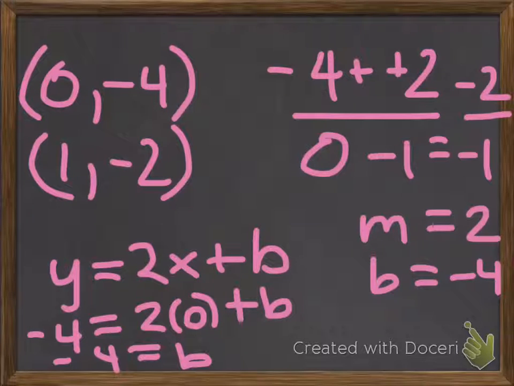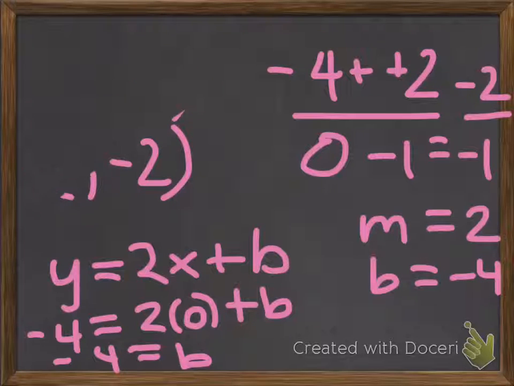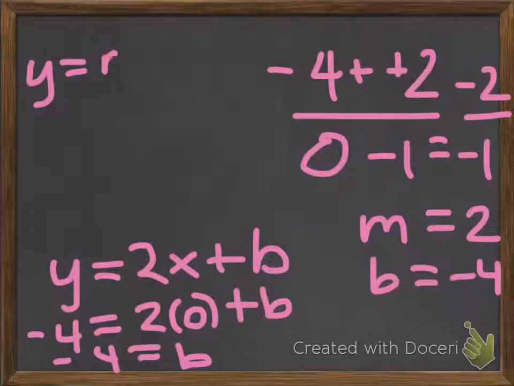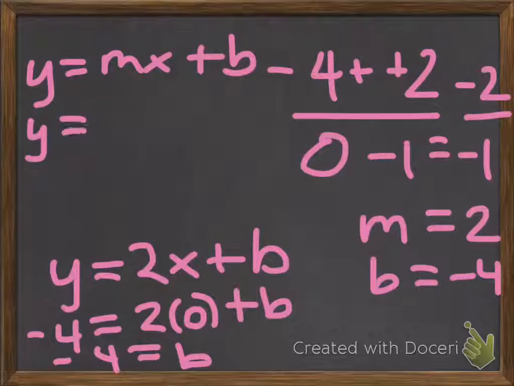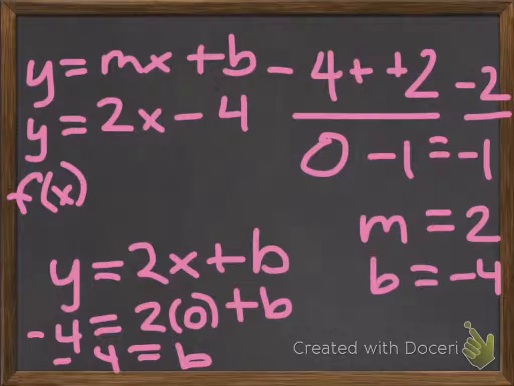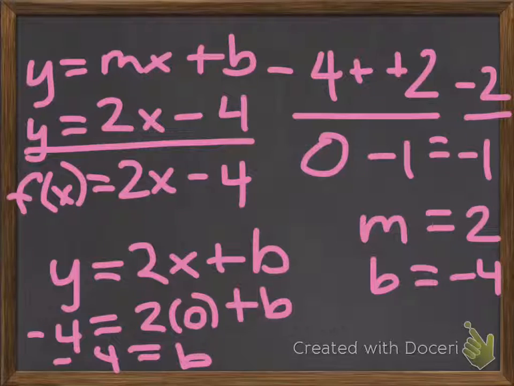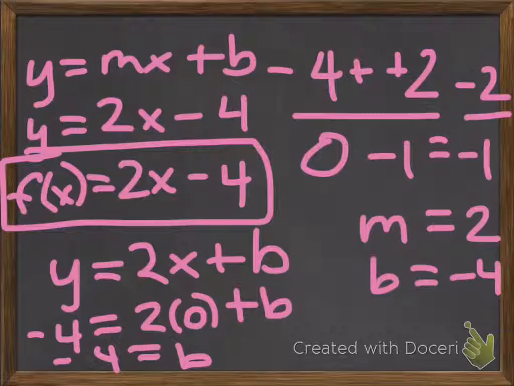So now we need to write our equation in slope-intercept form, which is y equals mx plus b. And it ends up being y equals 2x minus 4, or plus -4. And function notation would be f of x equals 2x minus 4. So this would be our final answer. And that concludes lesson 3-6.